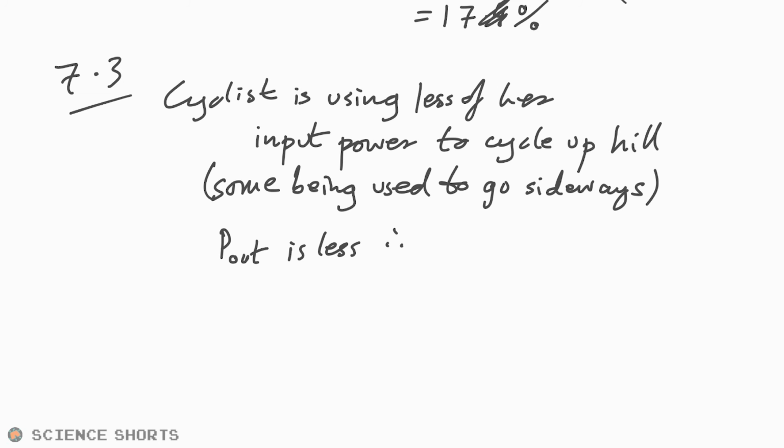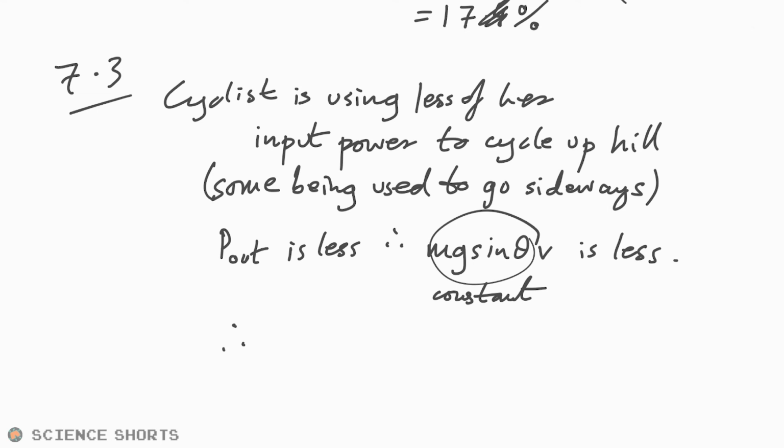Therefore, what did we say that was equal to? We said it was equal to mg sine theta v, which is less. What is staying the same? This is all staying the same, constant. And so therefore, v in the direction uphill decreases. That'll do. Not a very nice question, that one.